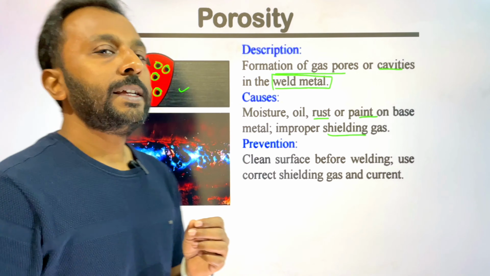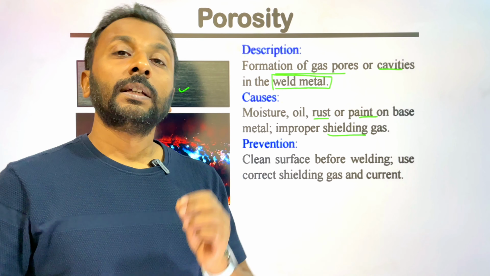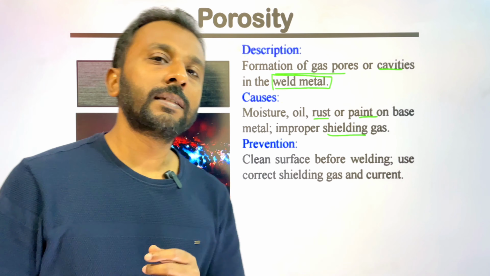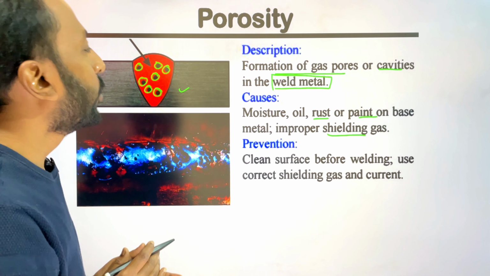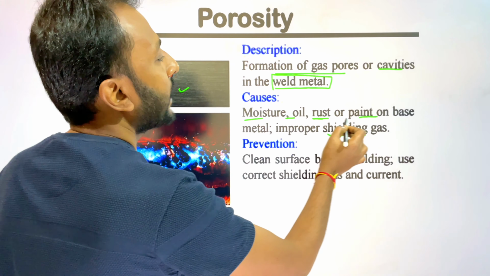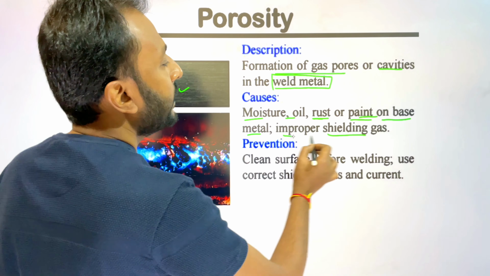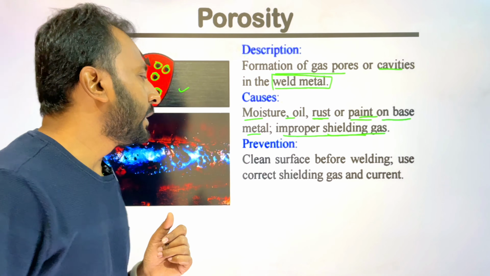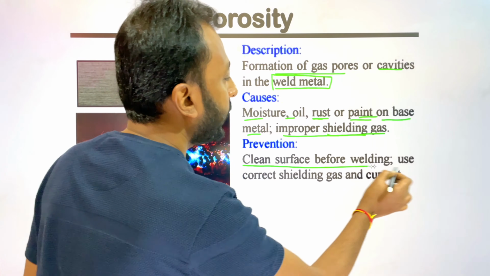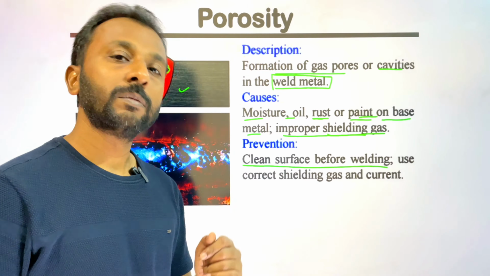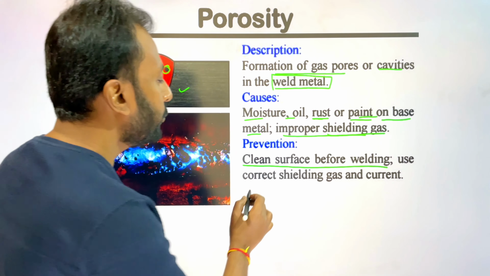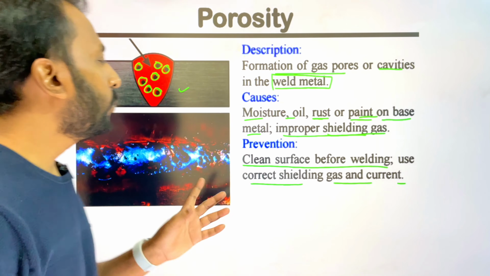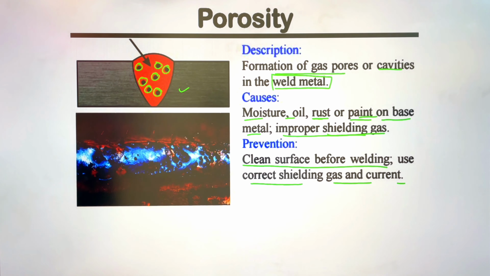When we are doing welding, gas is produced and trapped in the weld metal, and that trapped gas creates the welding defect porosity. So moisture, oil, rust or paint on the base metal or improper sealing gas creates this defect. How can we prevent it? Clean the surface before welding, and use the correct sealing gas and correct current. That's how we can prevent the porosity welding defect.